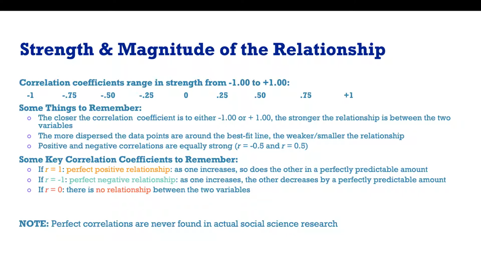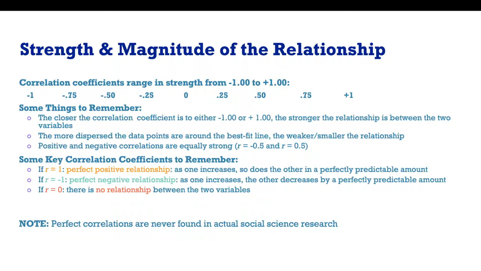Okay? So the more dispersed the data points are around the line of best fit, the weaker the correlation. Positive and negative correlations are equally as strong. So an R of -0.5 is just as strong as an R of +0.5. If R equals 1, it's a perfectly positive relationship. As one increases, so does the other in a perfectly predictable amount. If your R is -1, it's a perfect negative relationship. As one increases, the other decreases by a perfectly predictable amount. And if R is 0, there's no relationship at all.